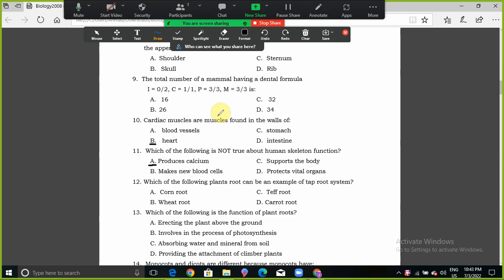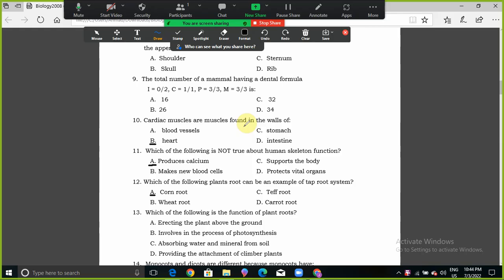Okay, question number 12 says, which of the following plants' roots can be an example of a taproot system? We have corn root, wheat root, teff root, and carrot root. Now, what's the meaning of root system? The root system is found under the ground, right? The correct answer for taproot system is corn root. Why? Because a taproot system is a main or central root that grows deep downwards and from which lateral roots grow. So the correct answer for question number 12 is A.